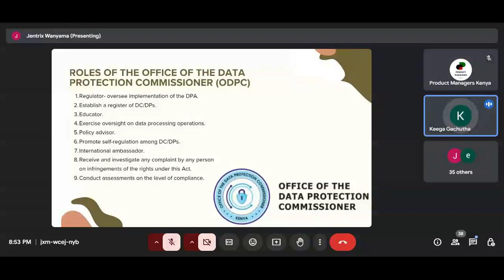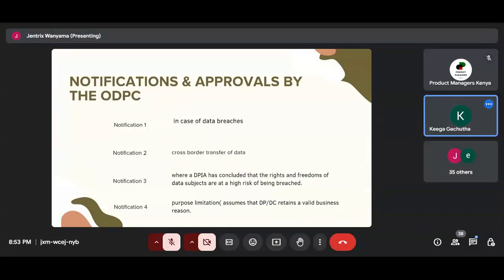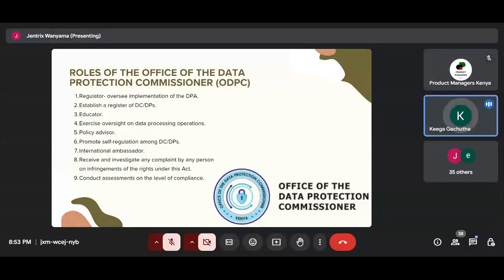The other role that the ODPC has is as an educator. They also advise on policy, and they have an obligation of promoting self-regulation. They also conduct assessments on the level of compliance, and that's where they have the ability of instituting enforcement notices or penalty notices. Lastly, they have the obligation of receiving and investigating any complaints by any person. Complaints can be made through a form provided by the Act, and by the people that you defined before.